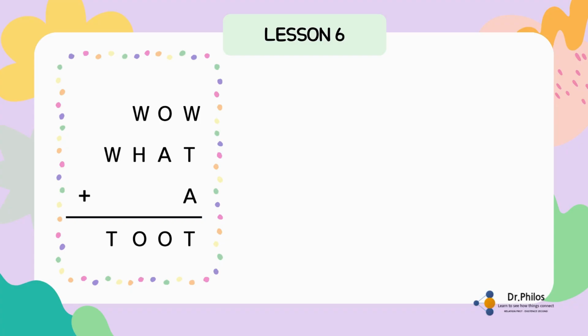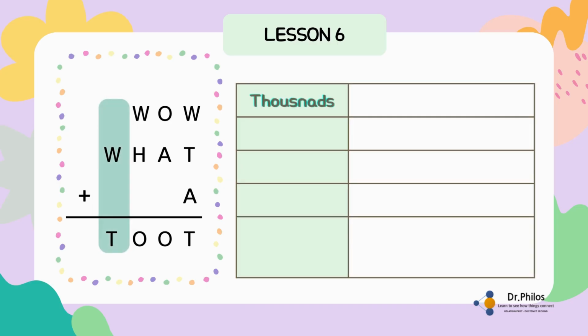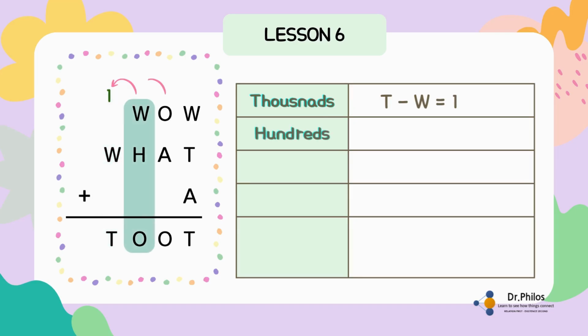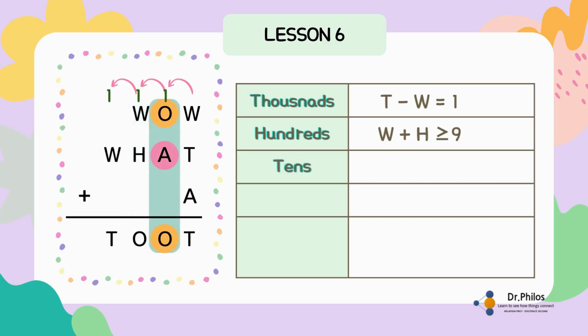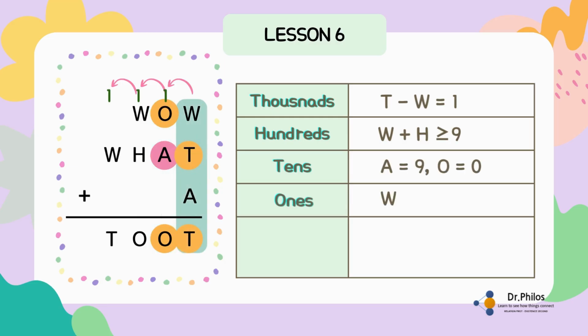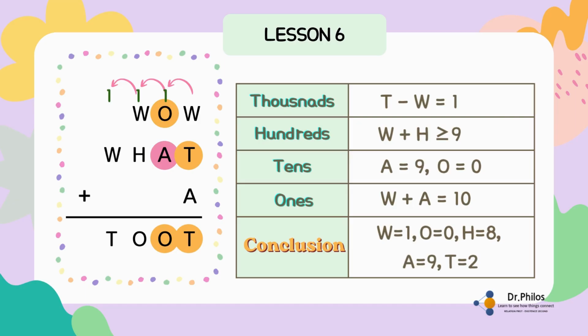Now, let's put together everything we found for each place using math language. You already told us the reasons, so you can just read the math sentences. T minus W equals 1. W plus H is greater than or equal to 9. A equals 9, O equals 0. W plus A equals 10. W equals 1, O equals 0, H equals 8, A equals 9, T equals 2.